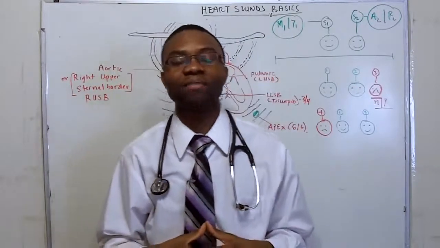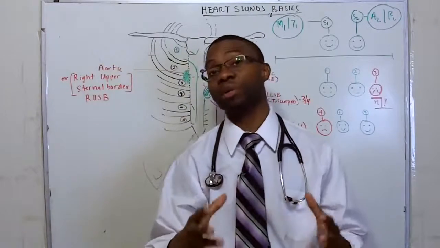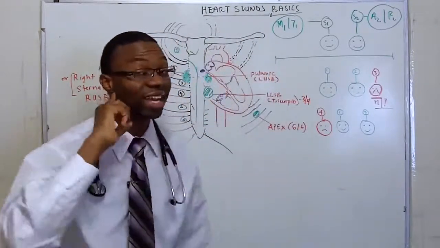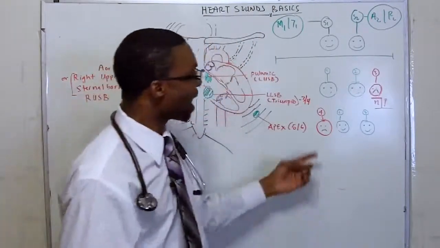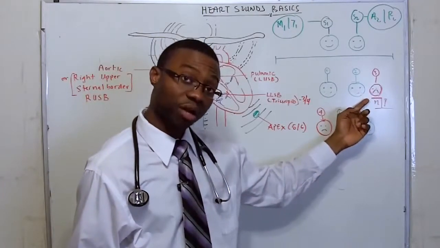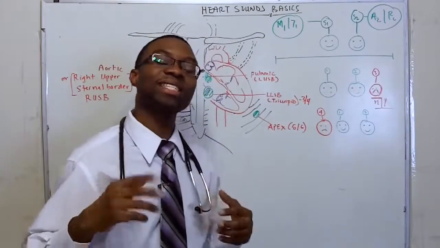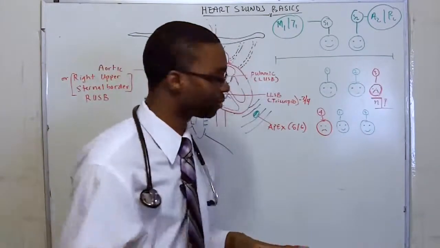A non-compliant ventricle, a stiffened left ventricle, usually left ventricular hypertrophy. So now let's hear S4. Now S4 is very interesting because S3 is very close to S2, after the second heart sound. However, S4 is close to S1. So let's see exactly how you're going to be able to hear.